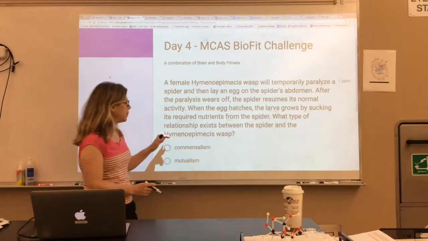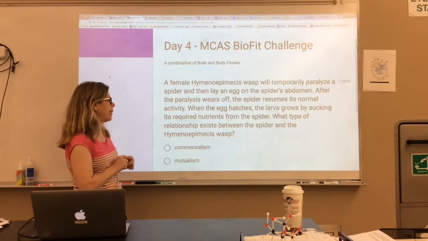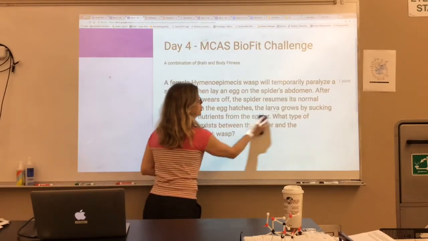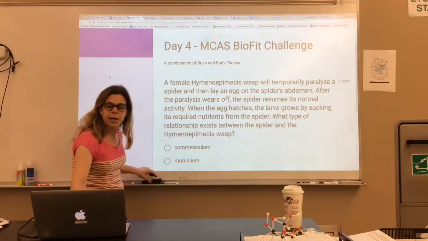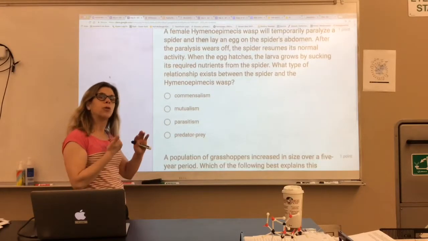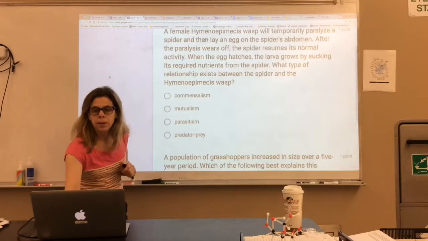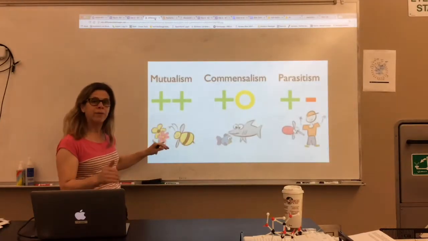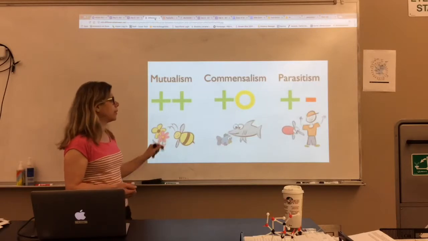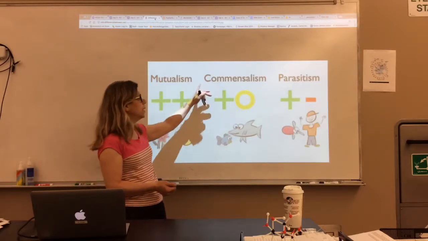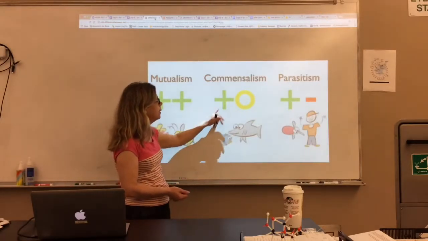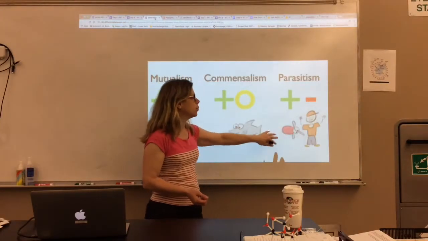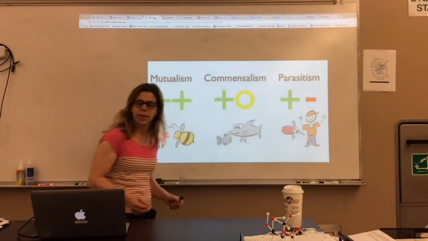All right, what type of relationship exists between the spider and the H wasp, we'll call it. In order to do this, we want to think about symbiotic relationships. And remember, there were 3 types of symbiotic relationships, showing an image here. We had mutualism, where both benefit, like your bee and your flowers, pollinating each other and giving each other food. Commensalism, where one is happy and the other is just not affected. And then third, parasitism, where one is harmed and the other is helped.